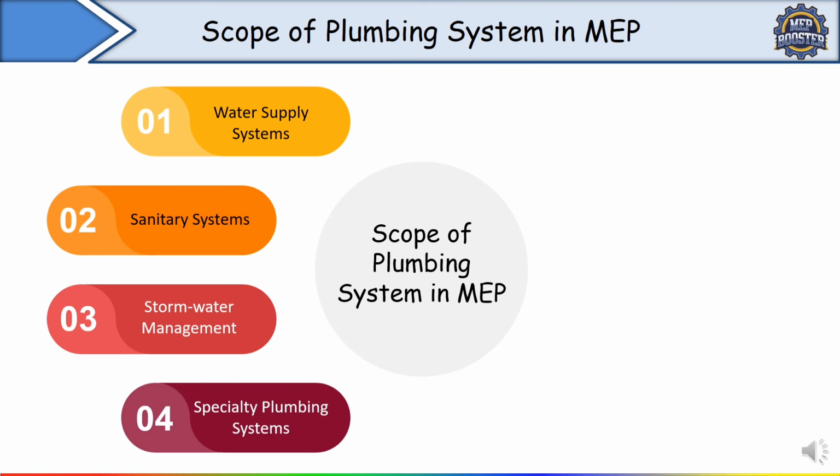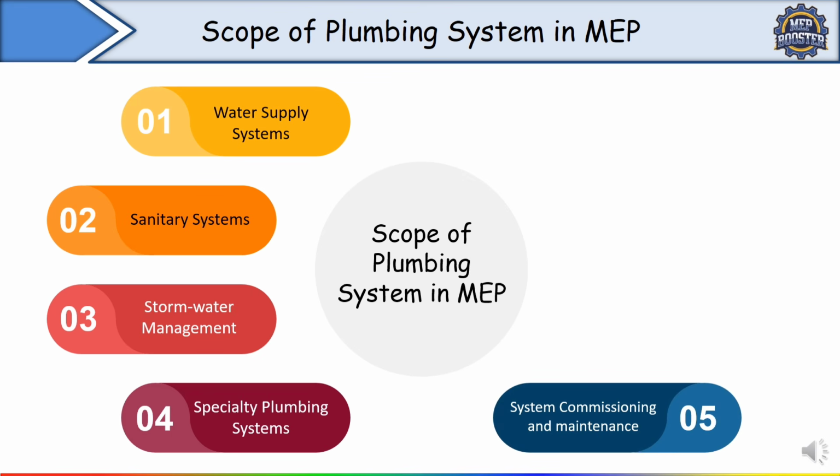Then the next is specialty plumbing systems. Here we have some special systems like gas piping and fire protection systems. Distribution of natural gas or propane to appliances like stoves, heaters and water heaters will come under special systems. Next is system commissioning and maintenance.